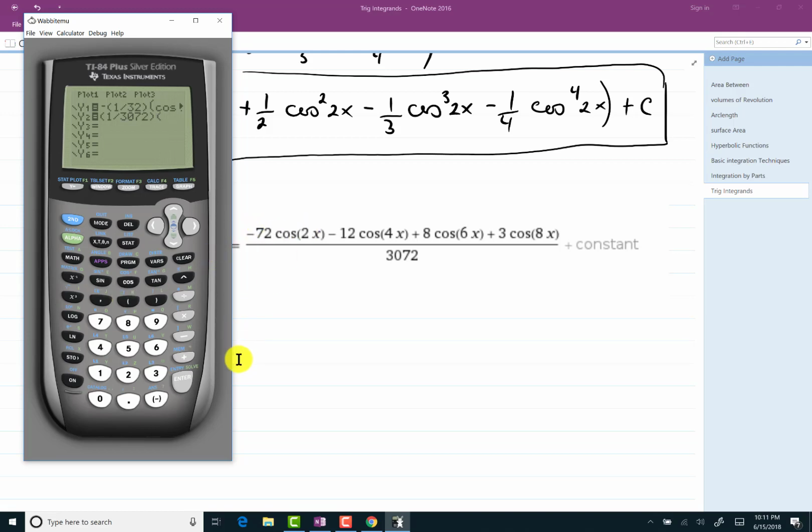So I got negative 72 cosine 2x, and I have minus 12 cosine of 4x. And I have plus 8 cosine of 6x. And then finally, plus 3 cosine of 8x.